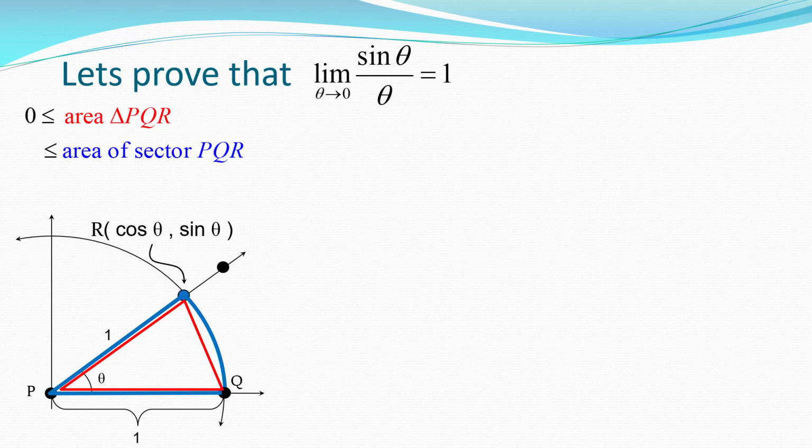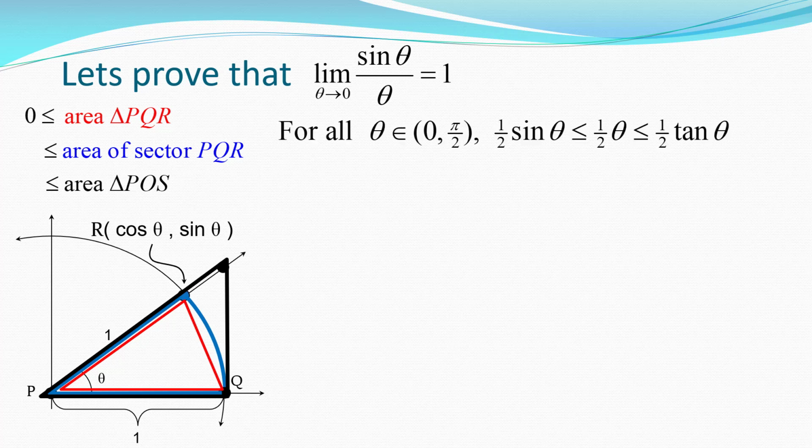But if you go from Q and draw a perpendicular line to the x-axis until it hits the terminal side of the angle, you would then get another triangle, and that area is larger than all the others. Well, looking at the picture then, for all angles from 0 to pi over 2, 1/2 the sine of theta, that's the area of the red triangle, remember, is less than or equal to 1/2 theta, that's the area of the sector, like I showed you before, and that's less than or equal to 1/2 the tangent of theta. And that's because that's actually the area of the black triangle.